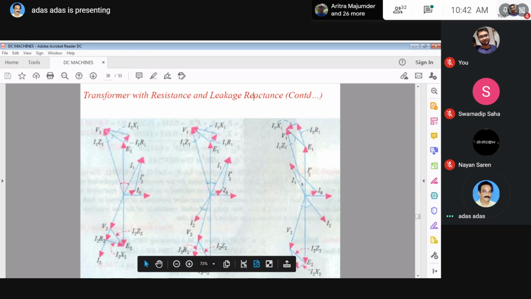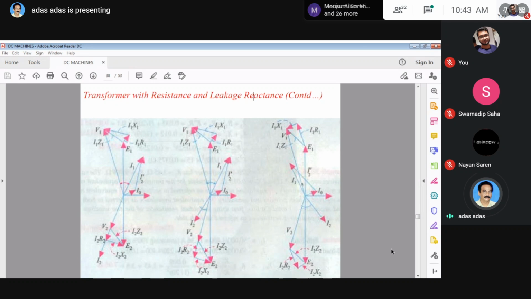Now come here. It is the inductive circuit. Similar. This is V1, the sum of E1, I1 R1 and I1 X1. In the secondary side, actually it is V2. This is V2, I2 R2. Actually, there is some angle. This is parallel with this. And the last one is I1 X1, I2 X2. And the sum of V2, I2 R2 and I2 X2 will give you E2. Similarly for the leading power factor load. This is self-explanatory, just study it. So this is the phasor diagram for three loads: resistive load, inductive load, and capacitive load.